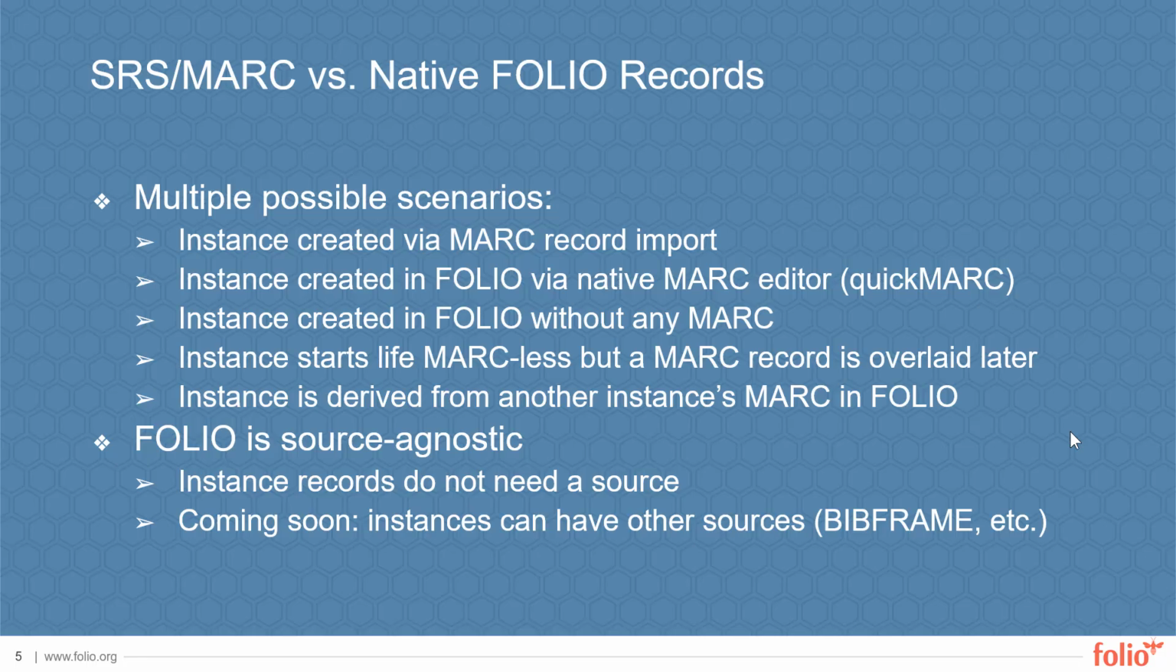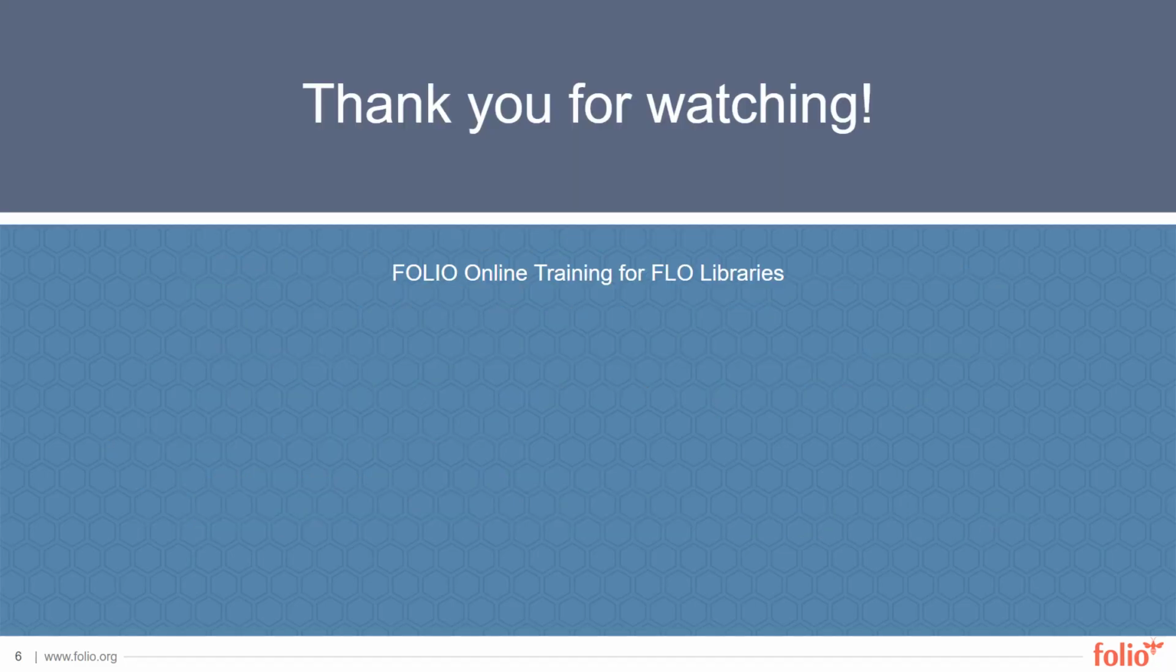For original cataloging, you can start with a blank MARC record in FOLIO's QuickMARC editor. You can also derive a new MARC record from an existing one, so it's possible to have records that exist as templates for the creation of other records. Since FOLIO was created with the future in mind, it will eventually be possible to use other source records for instances like BIBFRAME. BIBFRAME records would also be stored in source record storage. This concludes this overview on metadata management in FOLIO.